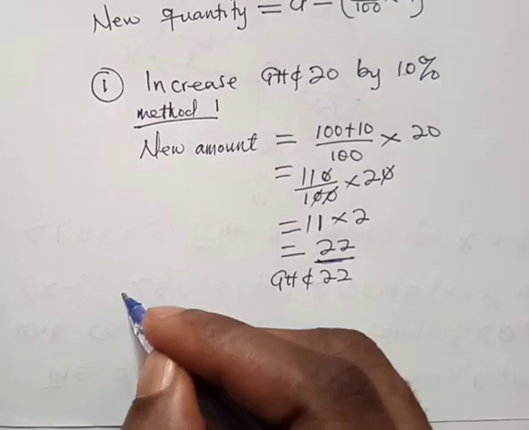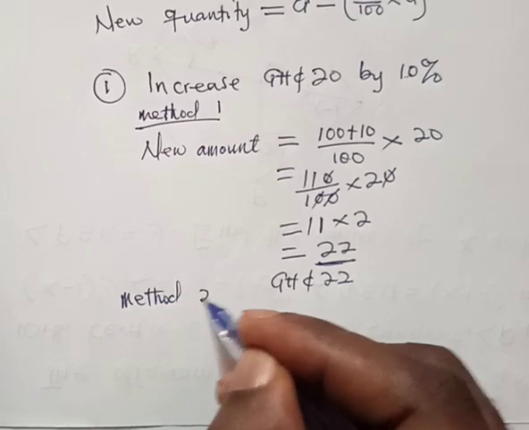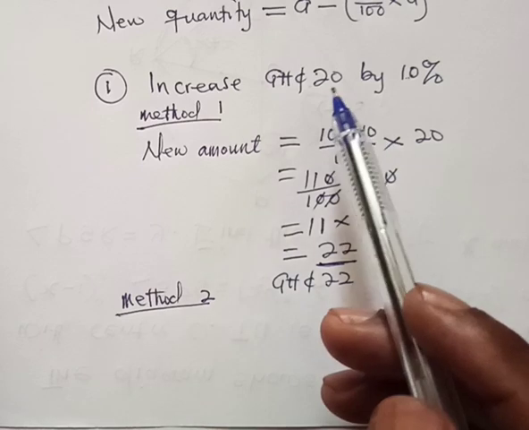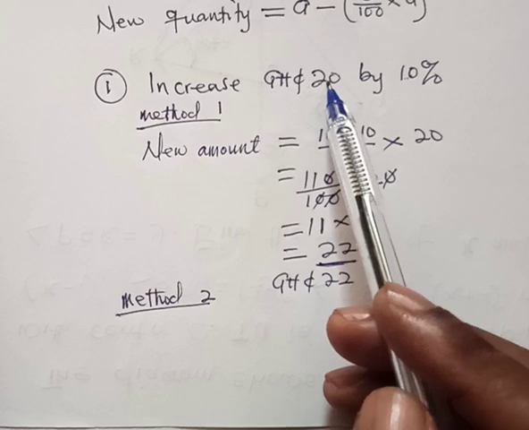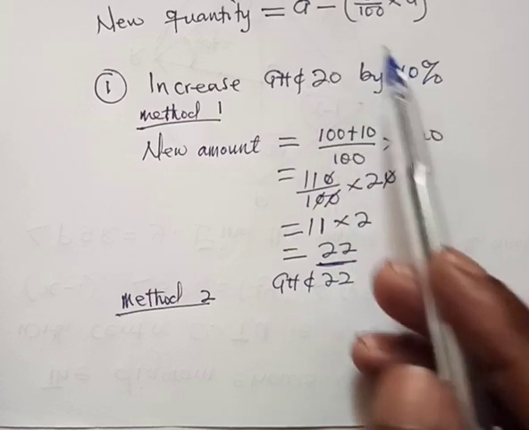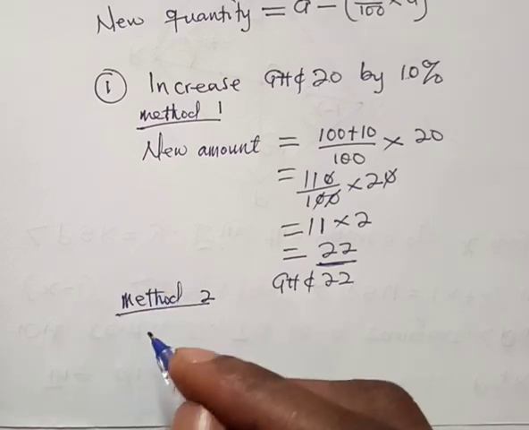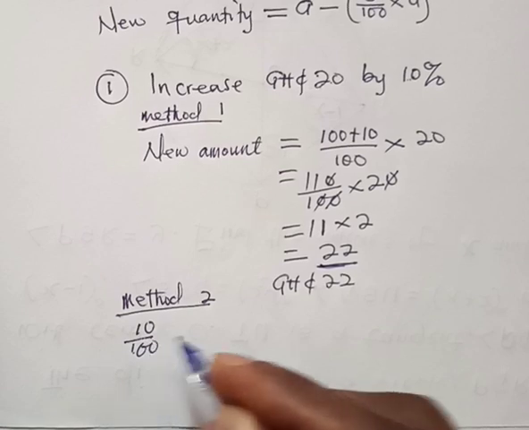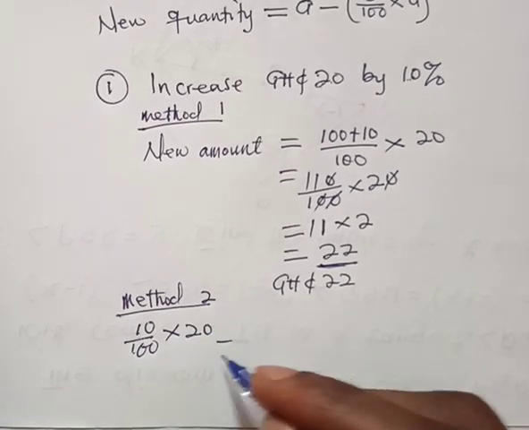So for method 2, we say that whatever you are given, you only find out 10% of the 20. Then the amount you get, you add it to the 20. Have you gotten that? So what is 10% of 20? It is 10 divided by 100 times the 20, which gives me what?